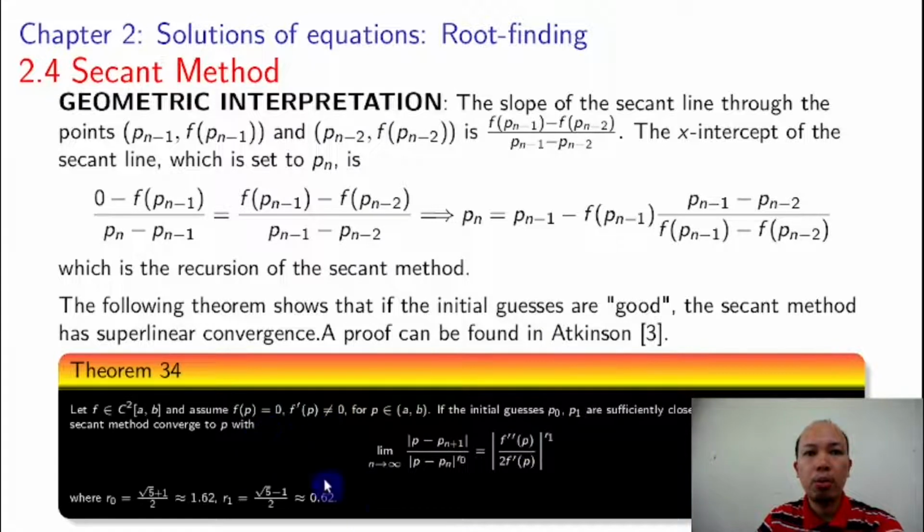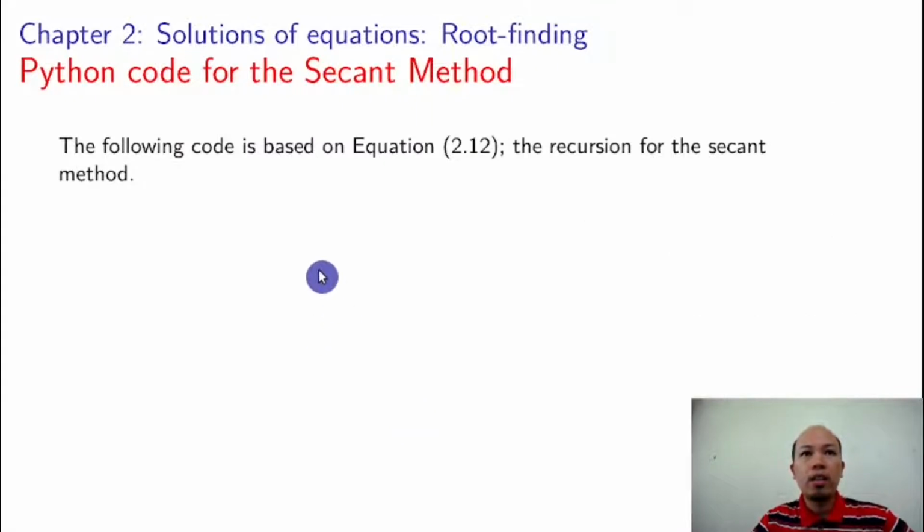Anyway, I will not prove this one, but this will help to show you why the second method has the superlinear convergence. Of course, since r sub 0, this is our alpha, is 1.62, which is greater than 1, this is the reason why we have the superlinear convergence. We will not prove this, but you can go to this book, and let's try now to have an example.